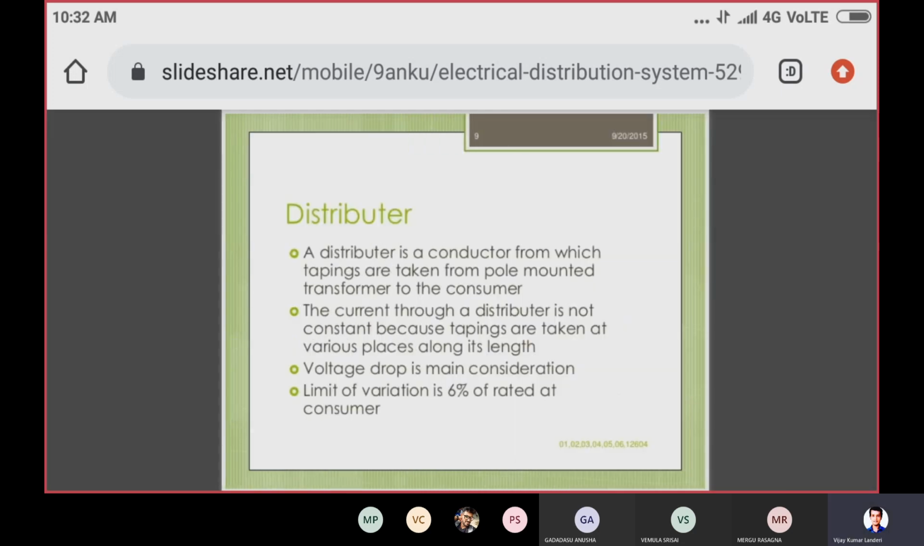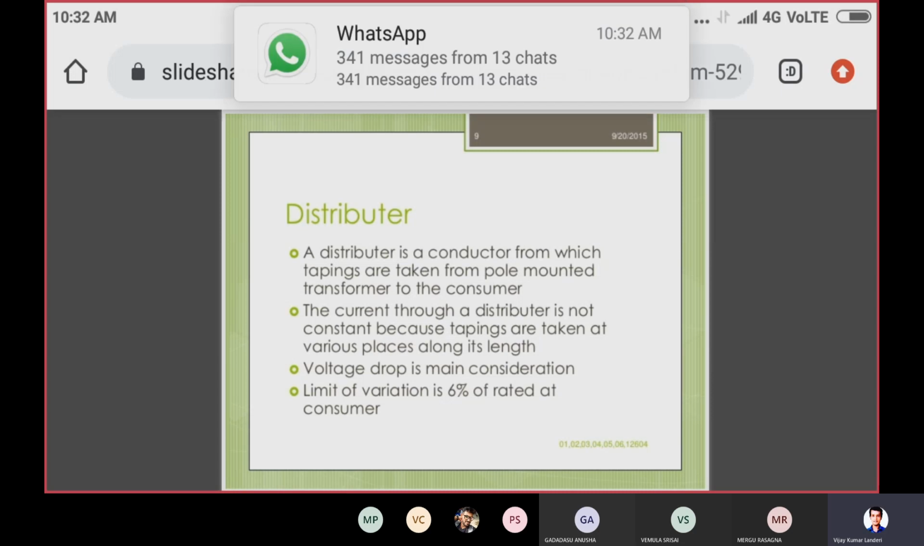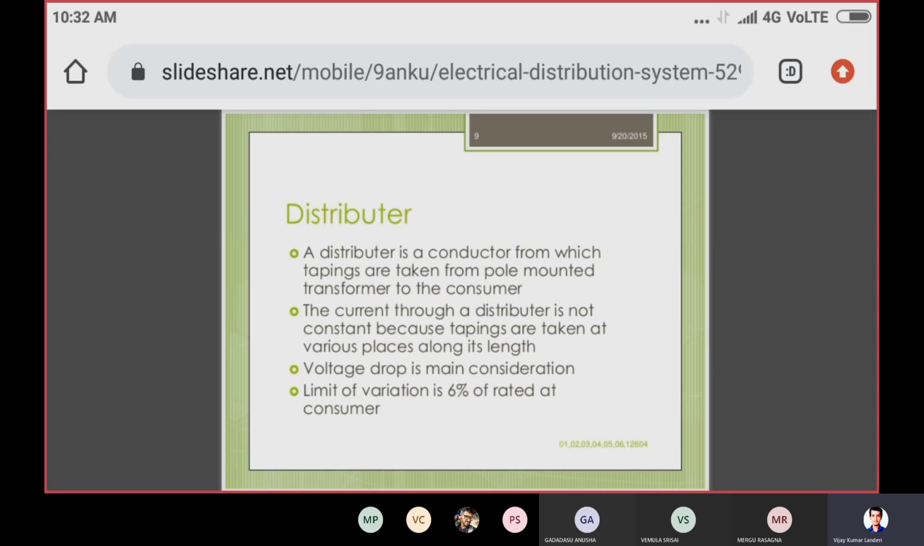Next comes the distributor. So what is a distributor? A distributor is also a conductor, just like the feeder. It is the conductor taken from the pole mounted transformer to the consumer. So whatever conductors are taken from the pole mounted transformer to the consumer, we call that a distributor.